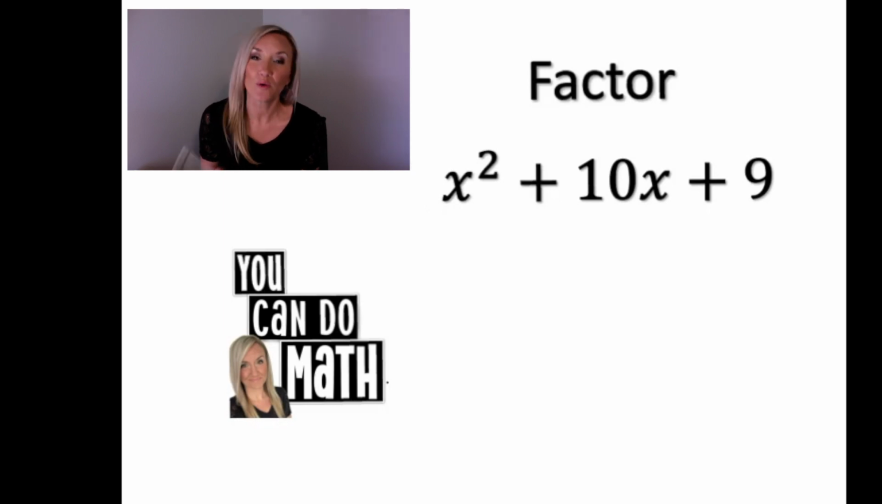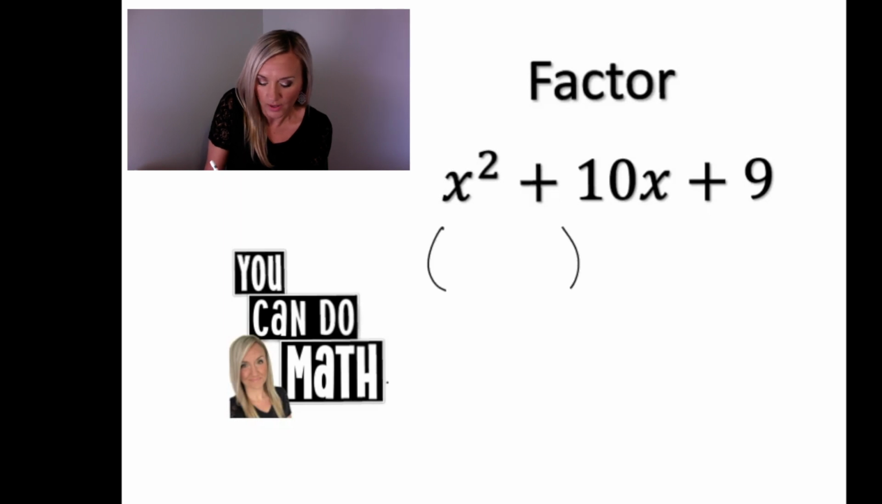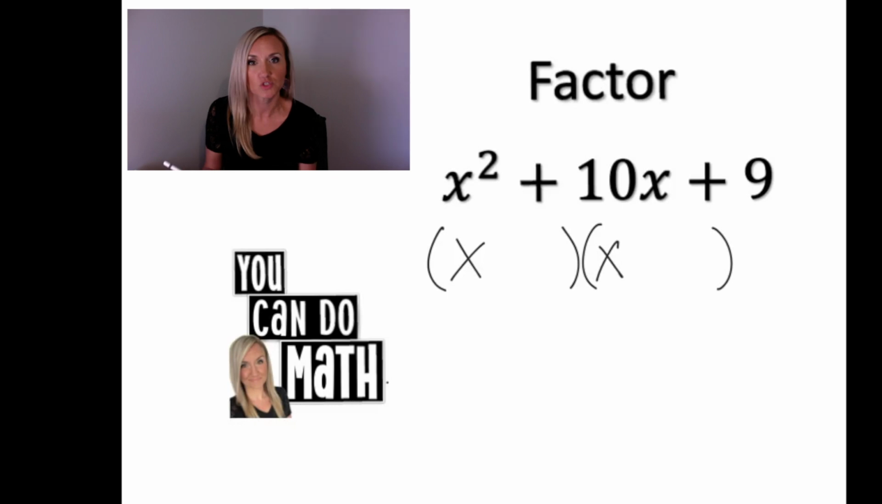All right, so when our leading coefficient is 1, my strategy is that I right away draw 2 parentheses and put x times x for x squared. This is not something everybody does. It's just kind of what I do. It's my strategy. And then from there, I look at the last term.